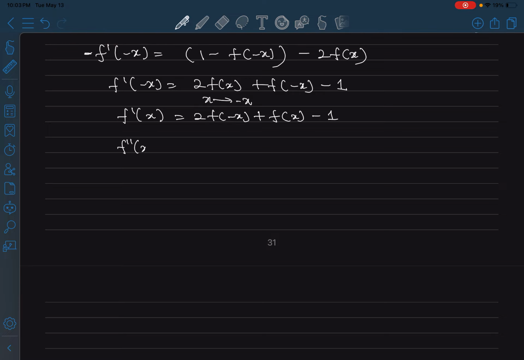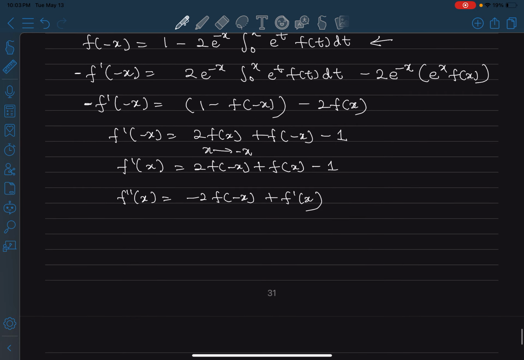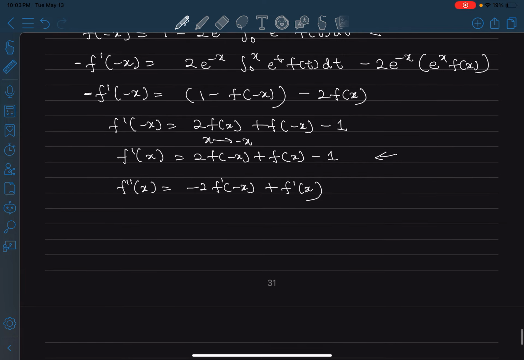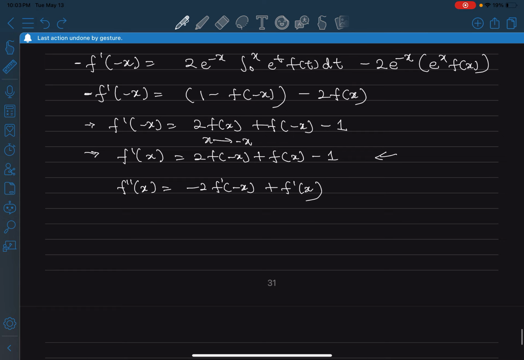If I differentiate this again, I will have negative 2 f prime of negative x plus f prime of x, right? Sorry, this is prime because I'm taking the derivative of this expression. Now if I try to substitute f prime of minus x and f prime of x, it turns out these two terms will cancel each other. And that's pretty nice. So let's see.